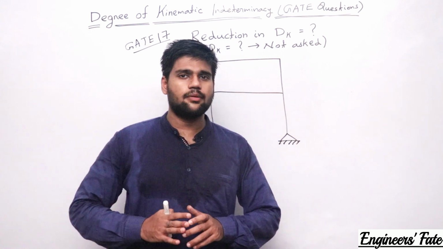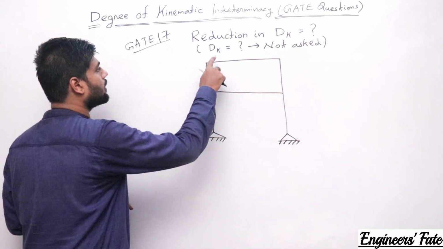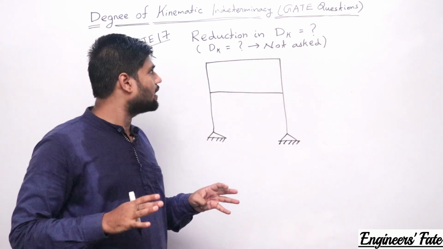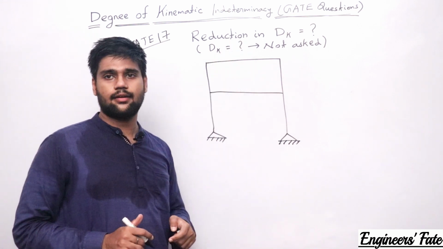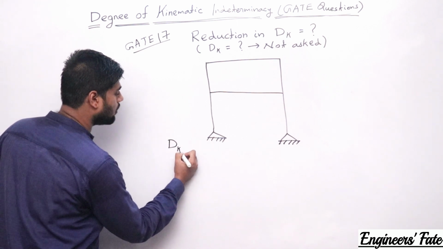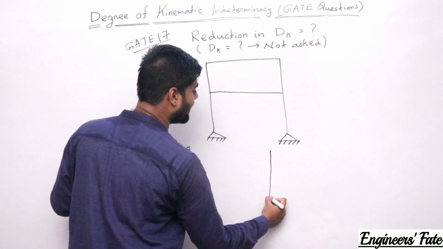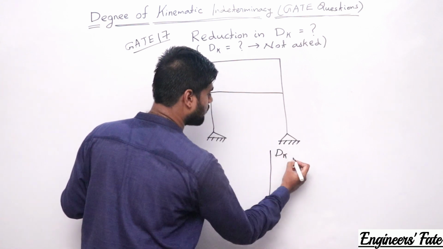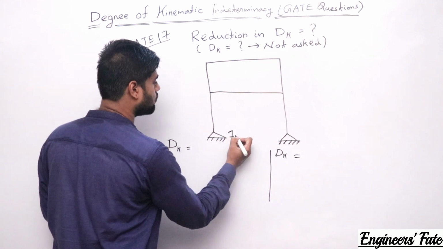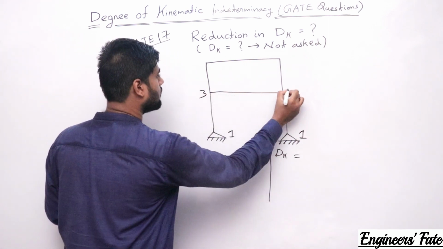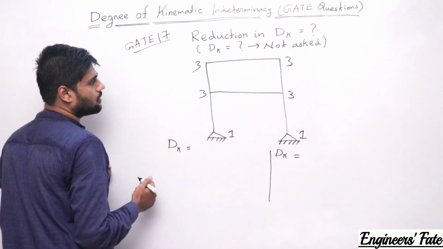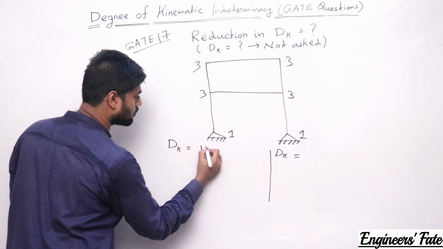So this is a good question, because in this question he has not asked what is dk. He has asked the reduction in dk, that we have to find. So first find dk without considering axial deformation, then find dk considering axial deformation. So first without considering axial deformation. So 1, 1, here 3, here 3, here 3, here 3. So 3 into 4 is 12, plus 2 is 14.